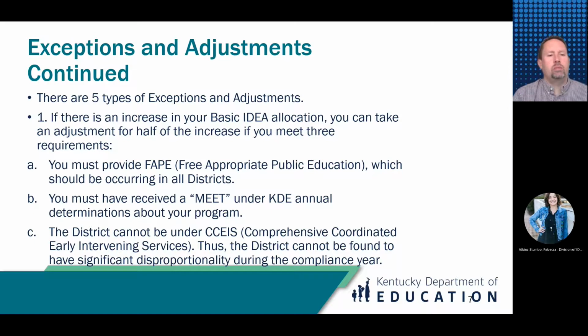As far as the automatic exceptions with the first one, if you receive an increase in your basic IDEA allocation, you can take an adjustment for half of that increase if you meet 3 requirements. You must have provided FAPE, you must have received a MEET under your KDE annual determinations, and you can't be under CCEIS, which means you cannot be found to have had significant disproportionality during that compliance year and been under CCEIS. If you meet those 3 requirements and you received an increase in your basic IDEA allocation, you can take that adjustment for half of the increase.